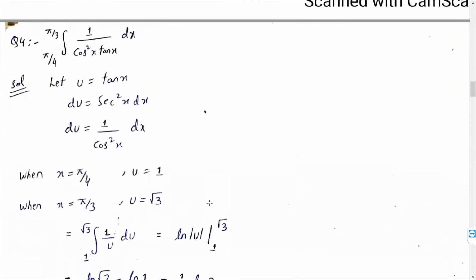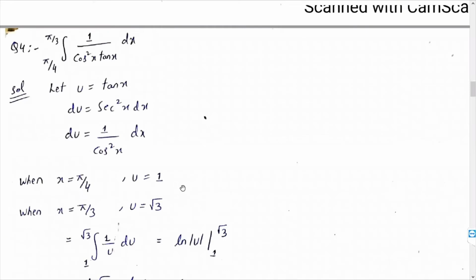Question number 4. This is a definite integral because limits are given here. Domain is defined here. Let u be tan x. The derivative is du equals secant square x dx. Secant square is basically 1 by cos square x dx, and 1 by cos square x dx is part of the integrand. This means the substitution is perfect. Now applying it.